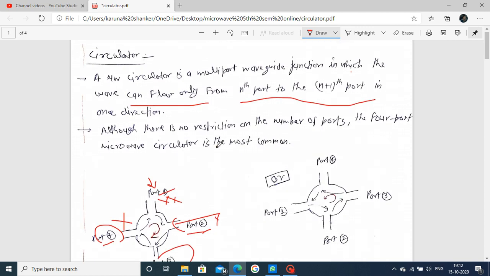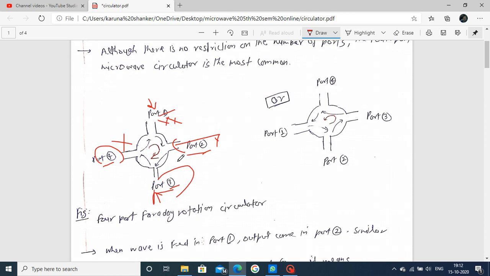This means the equation follows this form: when we apply port number 1, output comes at port number 2 and no output at port number 3 and port number 4. Similarly, if we apply port number 2, the output comes at port number 3 and no power comes out at port number 1, 2 and 4. If we apply port number 3, the output comes at port number 4 and no power at port number 1, 2 and 3. If we apply port number 4 as an input, the output comes at port number 1. Similarly, no power comes out at any other port.